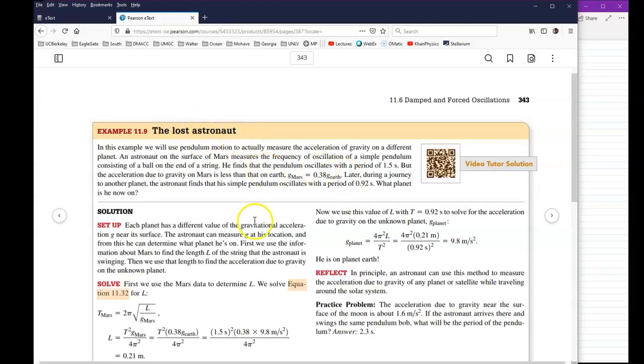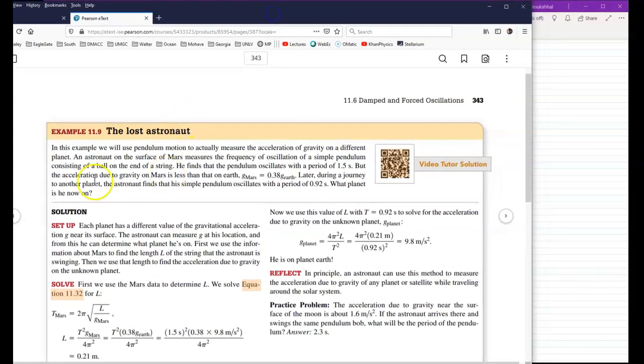The lost astronaut, okay? It's kind of a cool problem. Again, it's not very difficult at all. Okay, in this example, we will use pendulum motion to actually measure the acceleration of gravity on a different planet. An astronaut on the surface of Mars measures the frequency of oscillation of a simple pendulum consisting of a ball on the end of a string. He finds that the pendulum oscillates with a period of 1.5 seconds. Okay, that's it. He gives us the period.